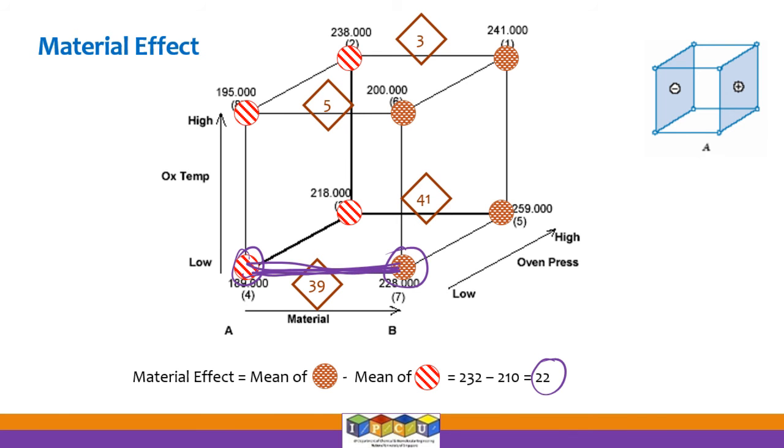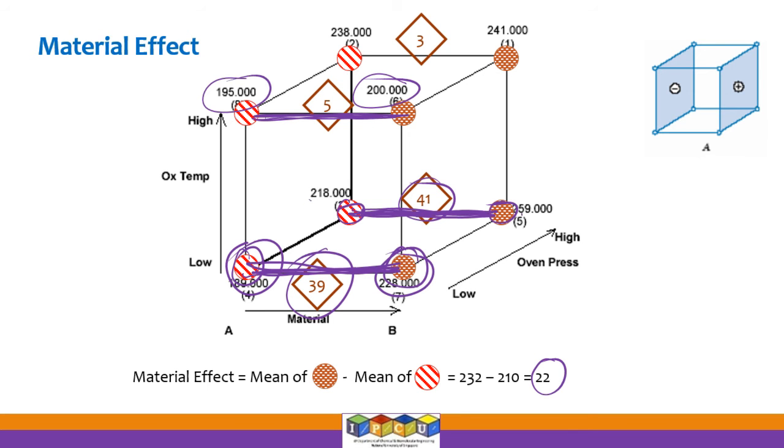And the difference between these two runs is 228 minus 189. All right, so we always do high minus low. So you get the difference to be 39. Between these two experiments, the only difference is the material A and B, nothing else. Oven pressure and oxidation temperature are the same. So if you take the difference between the high value for material and low value for the material, you get 259 minus 218, which is equal to 41. Between these two experiments, the only difference is the material that's used. Otherwise, the other two factors are identical. Therefore, the difference is 195.